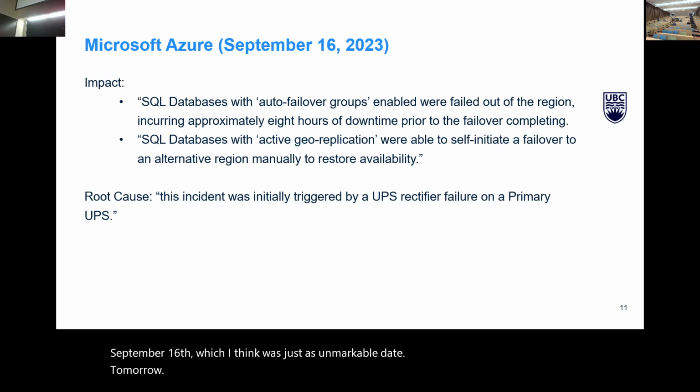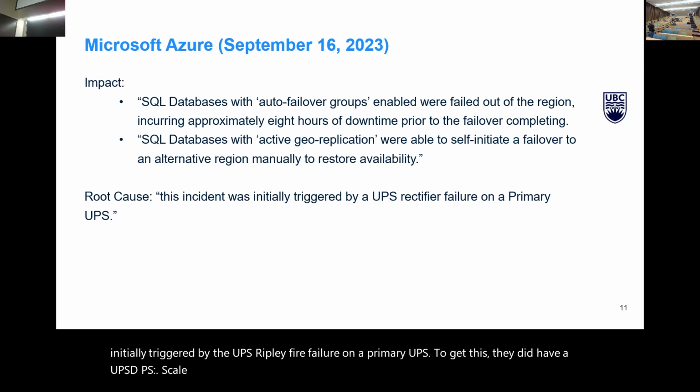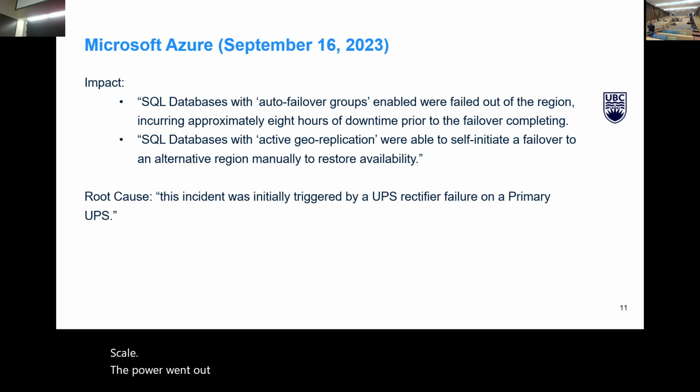And the best part, the root cause of the actual power failure was this incident was initially triggered by a UPS rectifier failure on a primary UPS. So get this, they did have a UPS, the UPS failed. The power went out, the UPS failed, so the backup failed. The power stopped working.